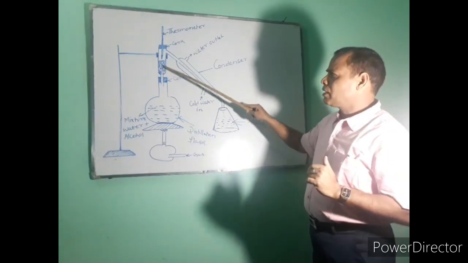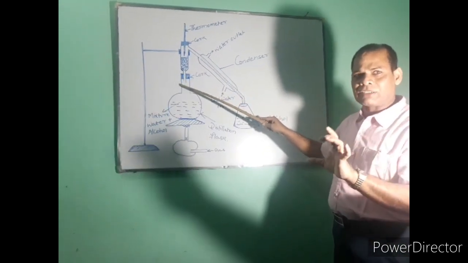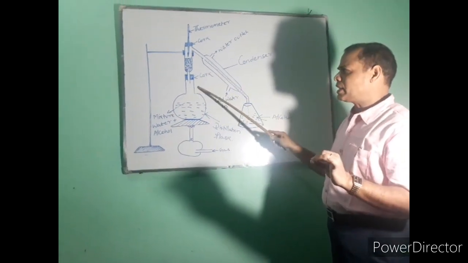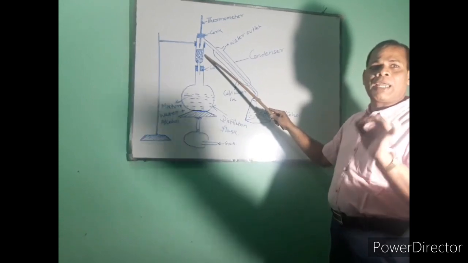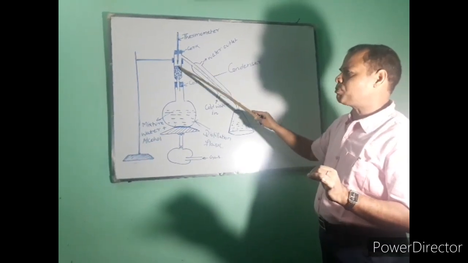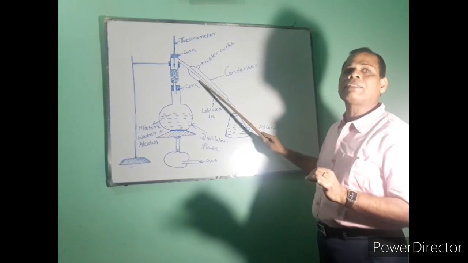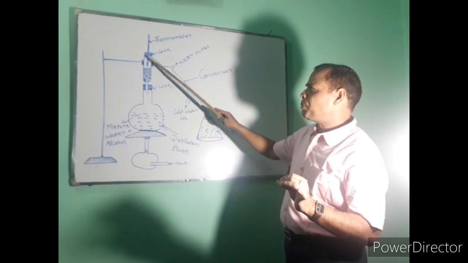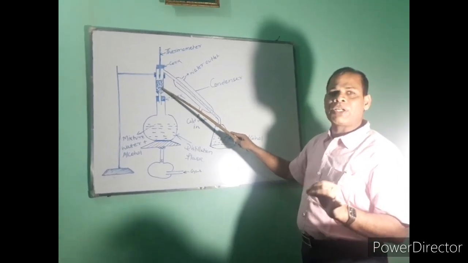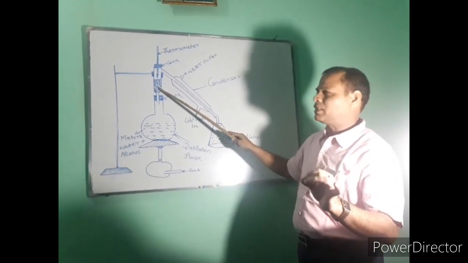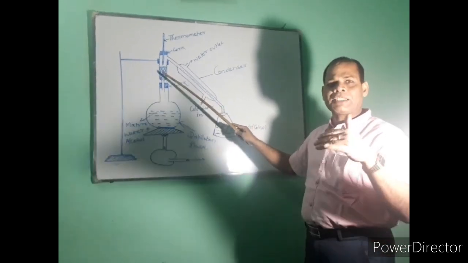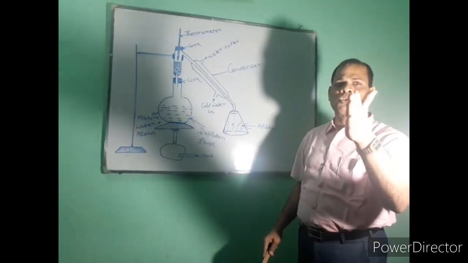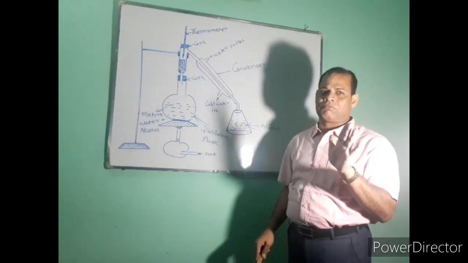As I said, the basic difference in apparatus between simple distillation and fractional distillation is that here a fractionating column is set up between the distillation flask and the condenser. The objective is that glass beads are put inside the fractionating column so that it provides a surface area for the vapor to convert into the liquid form.